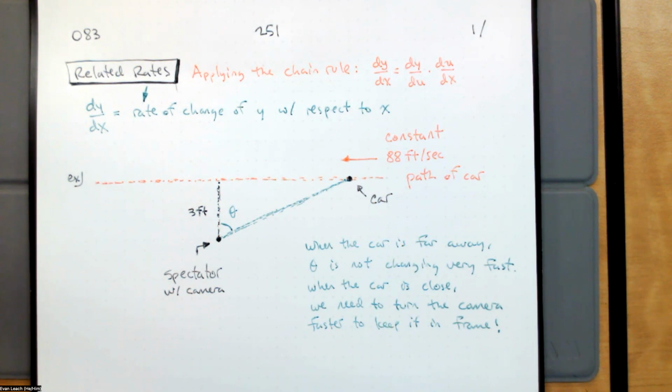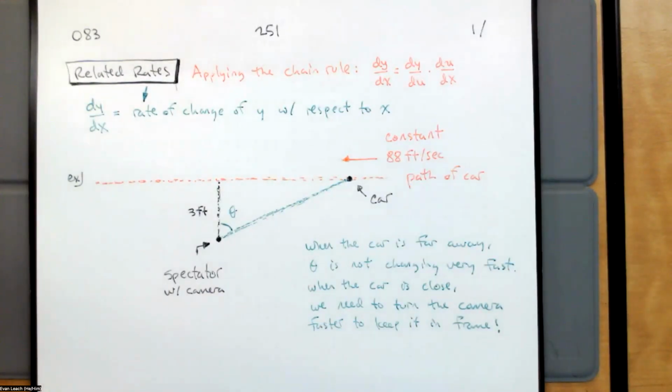So our setup is going to be a spectator trying to film a car as it drives by. It wants to keep the car in frame as the car drives by at a constant 88 feet per second. Now, even though the car is moving at a constant 88 feet per second, the camera is going to have to spin faster when the car is close. When the car is far away, we won't have to spin the camera very fast, but when the car is getting close, we're going to have to spin the camera fast to keep the car in frame.